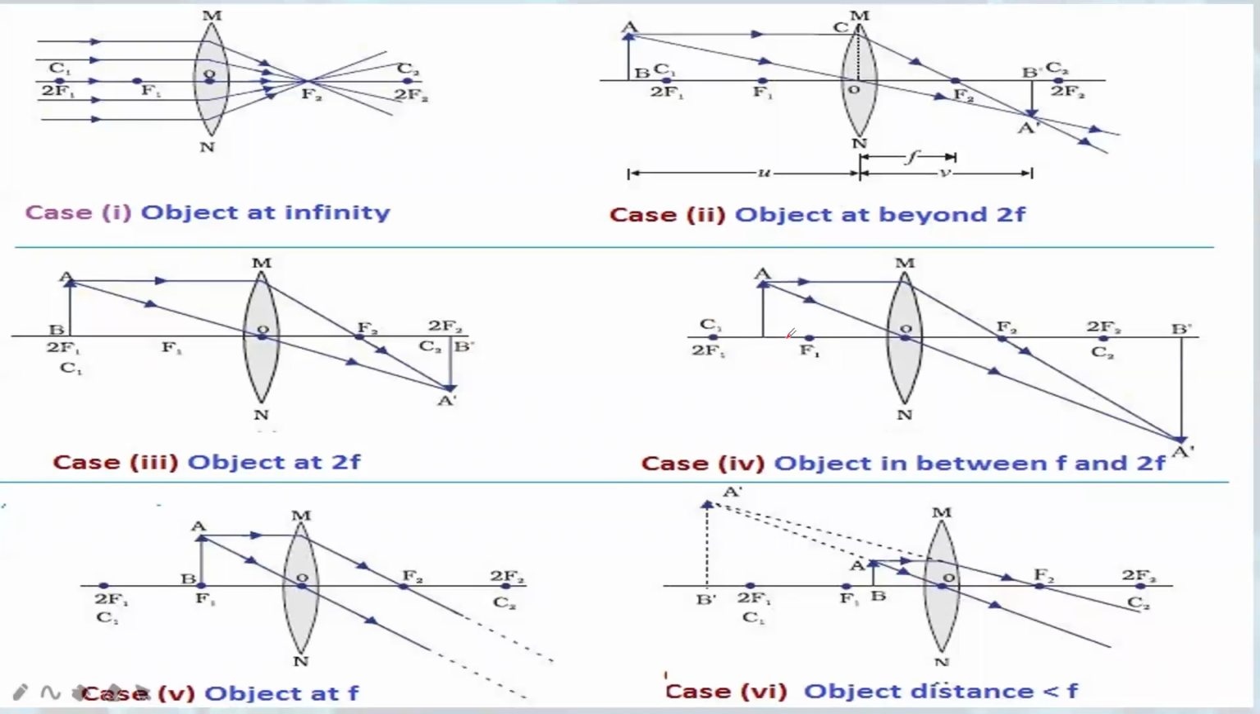Here the object is present between 2f1, that is C1, and f1. The rays come towards the lens, they get refracted and they meet beyond 2f2 or beyond C2. Here the image is bigger than that of the object.